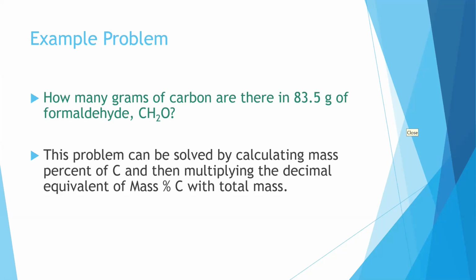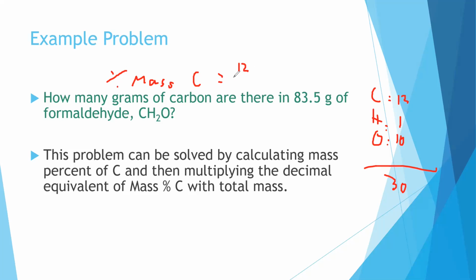Since we're running a little short on time, I'm gonna go through this. So, like the previous example, CHO: carbon is 12, hydrogen is 1, oxygen 16, the total mass is 30, and the percent mass of carbon is 12 over 30 times 100. And I believe that's 40%. So we know 40% of the mass is from carbon.